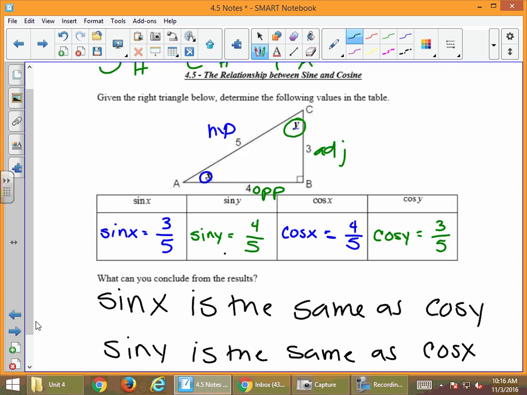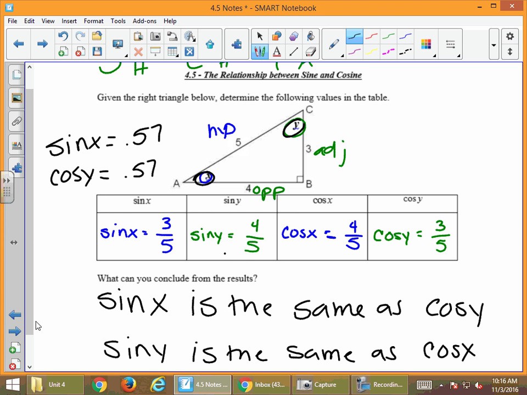This is true for every single right triangle. Your cosine of one angle will be the same as the sine of the other. Or the sine of one angle will be the same as the cosine of the other. They will equal. So if we say the sine of x equals 0.57, what's the cosine of y going to equal? 0.57. They're going to be the same. The sine of one angle will be the cosine of the other angle. They are exactly the same.